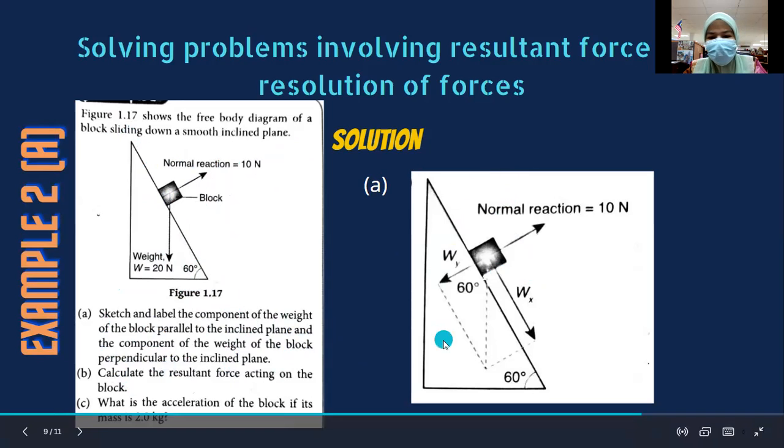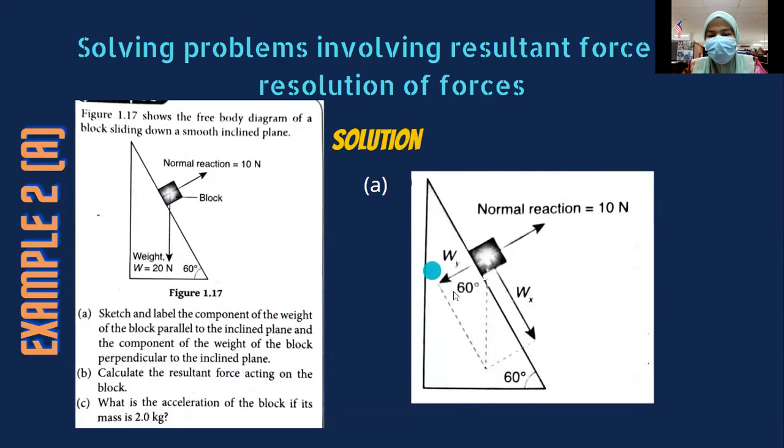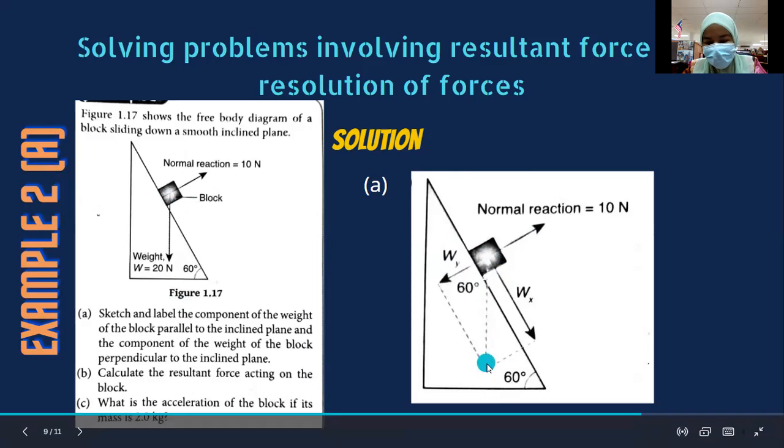Here is the free body diagram. When you draw a free body diagram, make sure you draw all the possible forces acting on the object. We have W here, W acting downward. So you have to resolve the weight into X and Y components because it is not in our axis, not in horizontal nor vertical. This is the free body diagram.